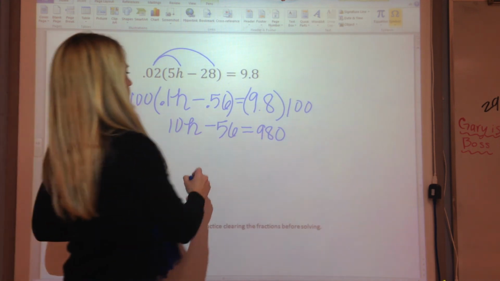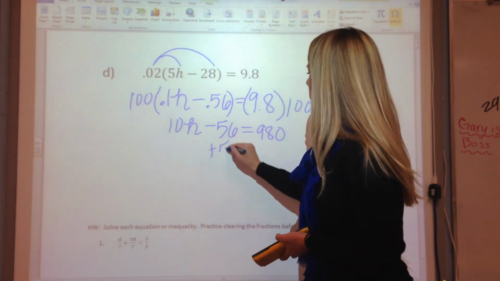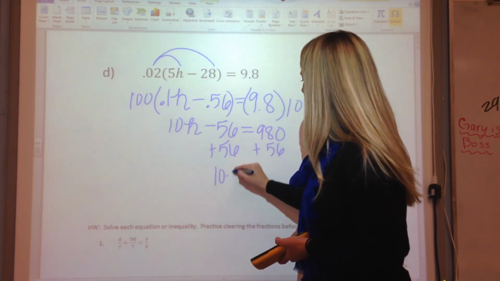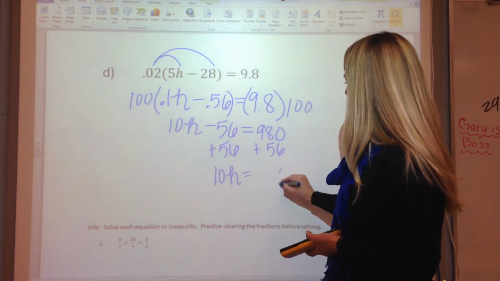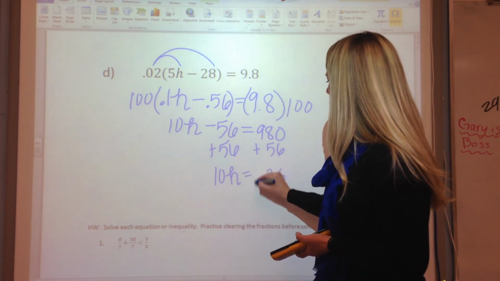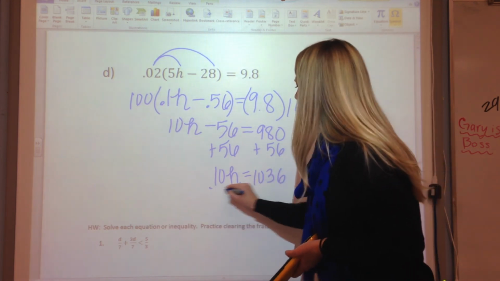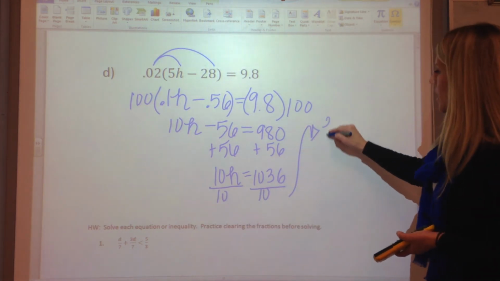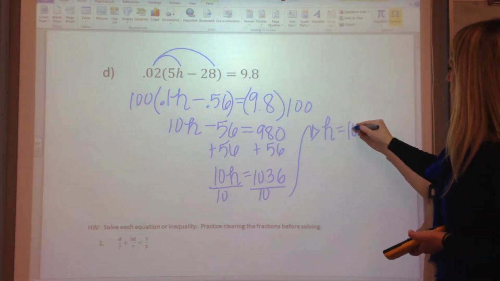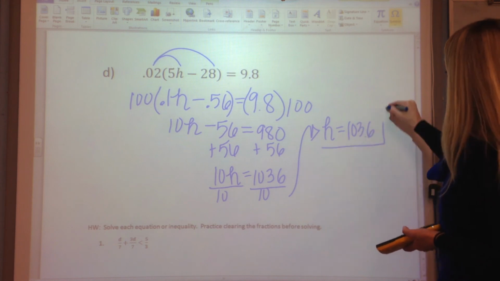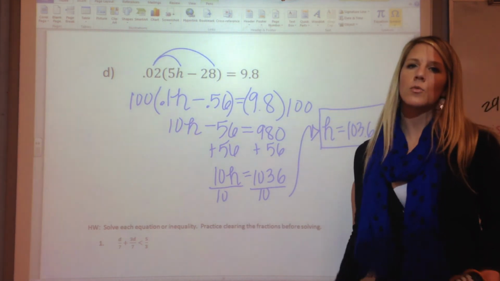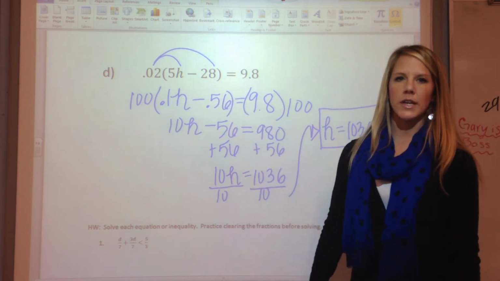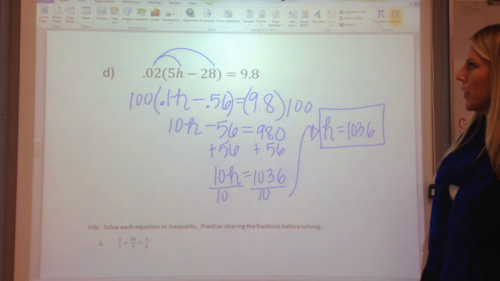So we need to add 56 to both sides. So we get 10h equals 1036. Divide both sides by 10, or multiply by 1/10. And we get h equals 103.6. So that's just a way to look at it with decimals. Yes, you could solve it as is, but maybe we want to work with integers, or you're asked to work with integers at some point.